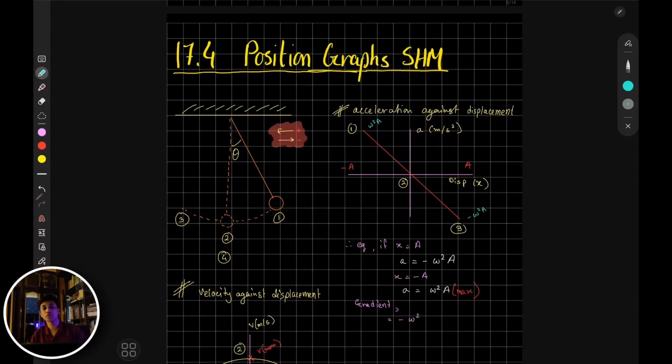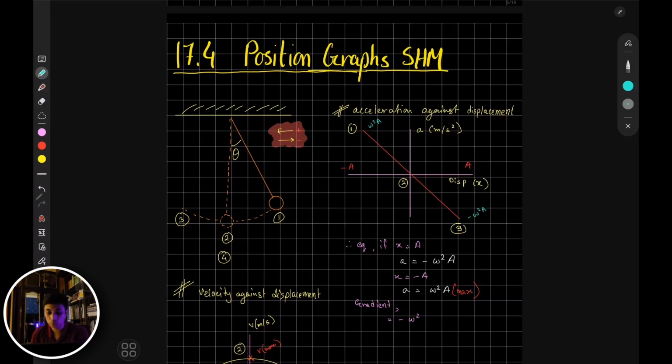In this video, we're going to look into position graphs in simple harmonic motion. So we all are quite used to graphs like velocity against time, acceleration against time, or displacement against time. Now we have to understand the concept of velocity against displacement or acceleration against displacement.